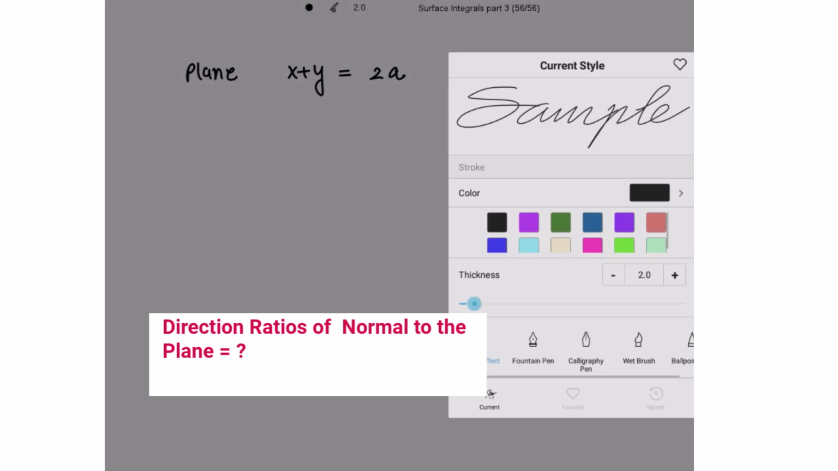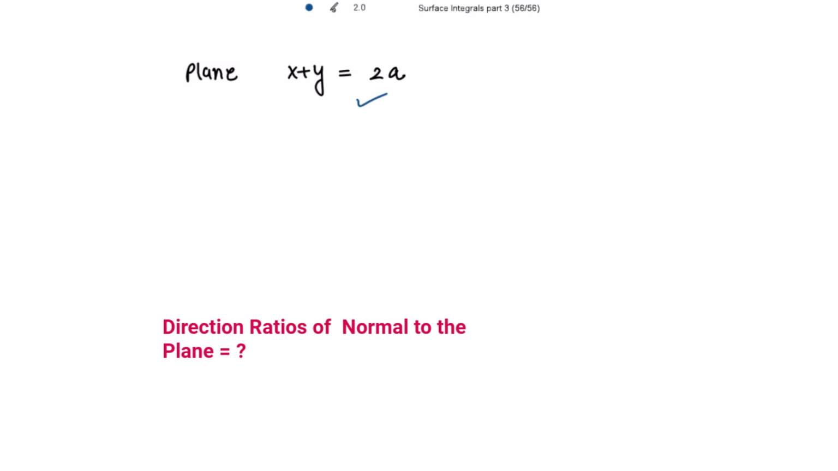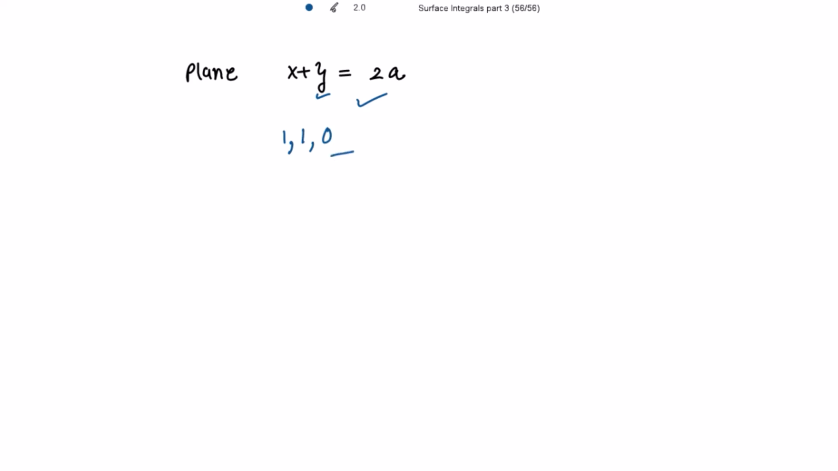Now the plane given to us is x plus y is equal to 2a. Right? What are the direction ratios of the normal to this plane? Yes, what is the coefficient of x? It is 1. The coefficient of y is 1. The coefficient of z is 0. So these are the direction ratios of the normal to this plane.